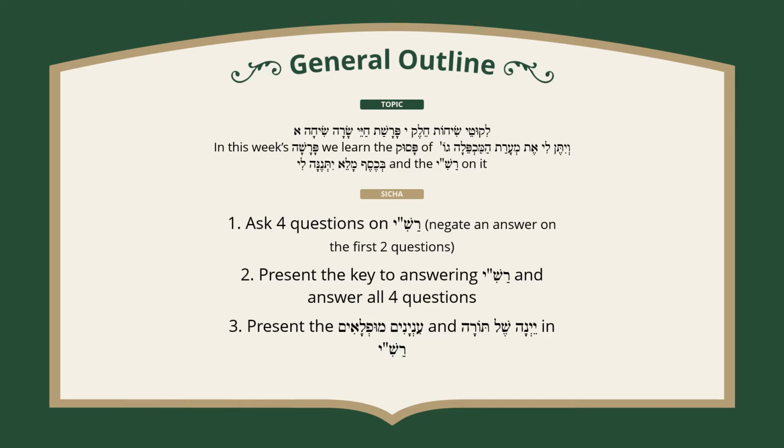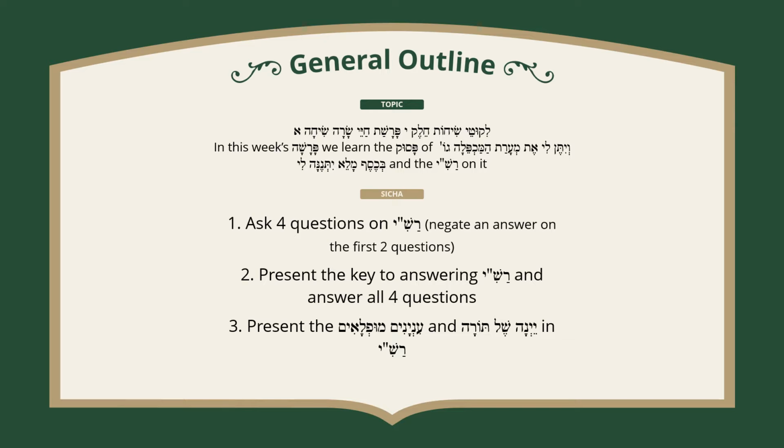This is a Sicha from Likutei Sichos, Chelek Parshas Chaye Sara, Sicha Alef. The topic of the Sicha is that in this week's Parsha, we learn the pasuk of "Yitin li es ma'aras hamachpelah gomer bekesef molei yitnen li," and we learn the Rashi on the words bekesef molei. And there are three parts in the Sicha.